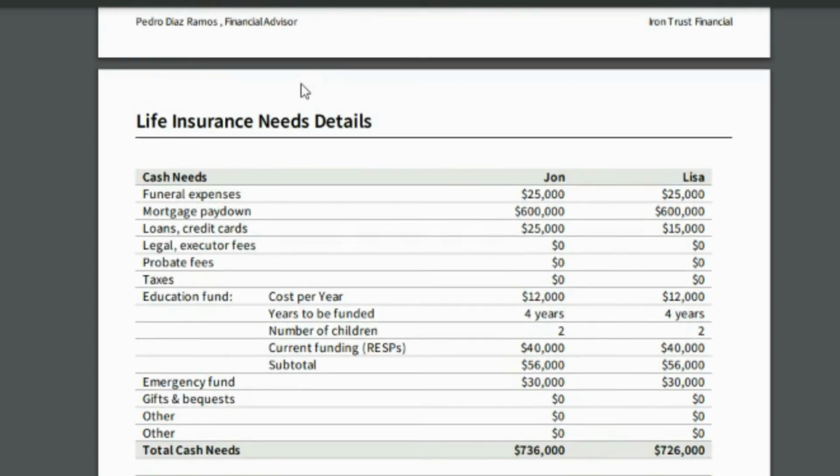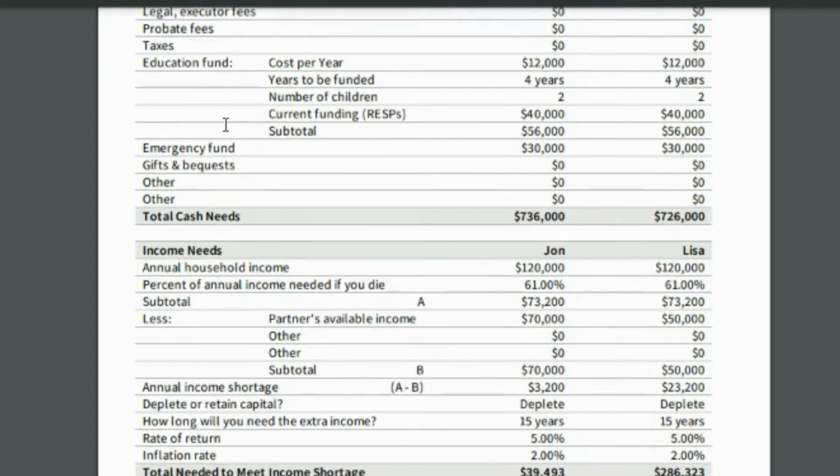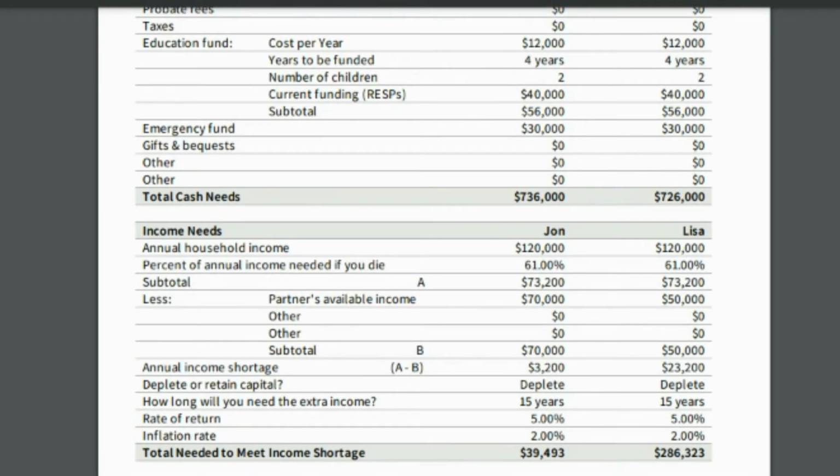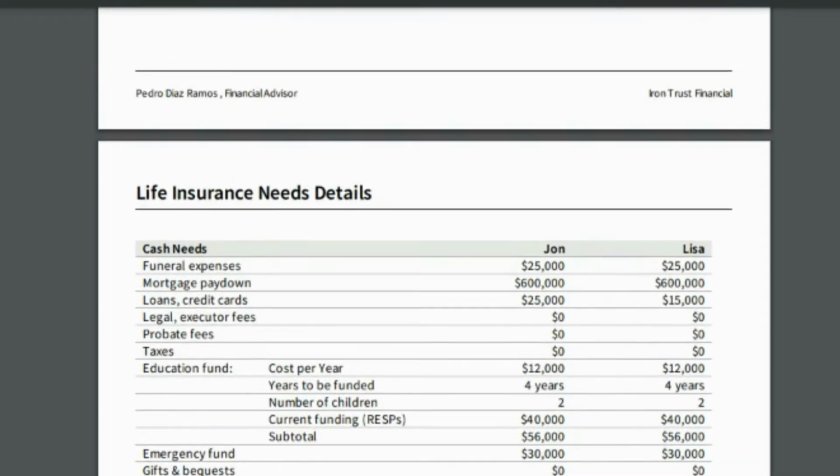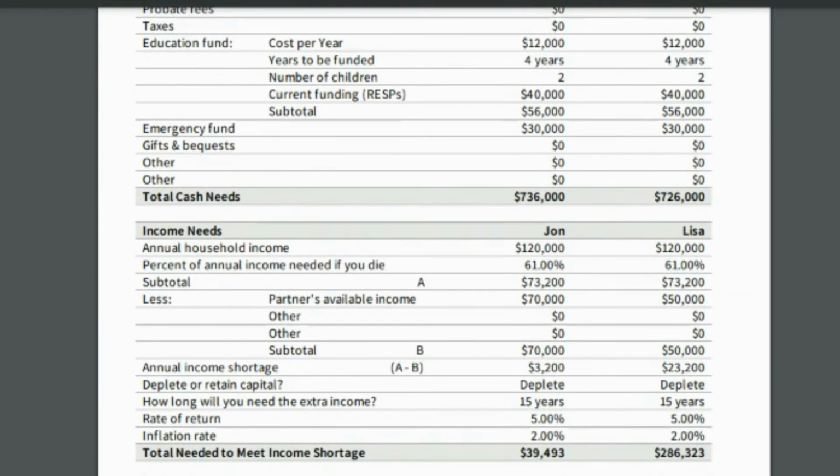You can also go down here and see basically a breakdown of everything, all the information that John and Lisa provided. Now, it is important to remember that my job as an advisor is not to tell you what you should do. It is your decision how much insurance you're going to buy at the end. You can buy more or less than the amount of insurance that you need, but at least with the needs analysis, you have a better understanding of your needs and your financial liabilities.